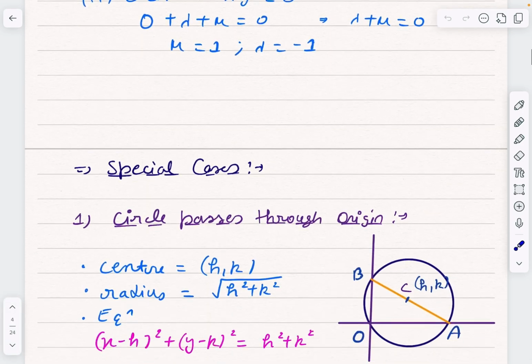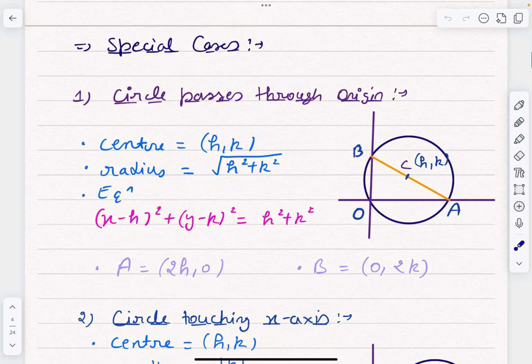Okay, guys, next. Now some special cases here. For a circle which passes through the origin, let us say the center is h comma k. So if it passes through the origin, something like this will happen. Let us say A and B are the points which intersect the x and y axes apart from the origin. So you will see that if this is passing through the origin, the radius will be OC, and OC will be nothing but root of h square plus k square. So x minus h square plus y minus k square equal to h square plus k square.